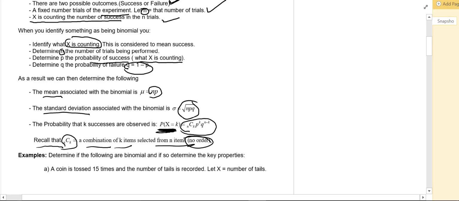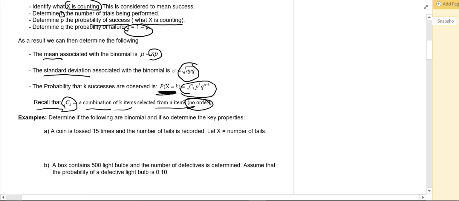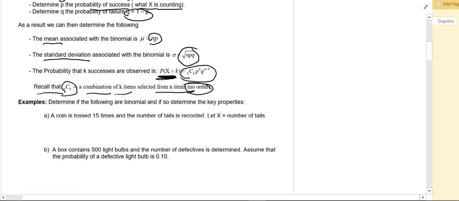That's from counting. So I'm going to go through a couple of problems here just to determine if it is a binomial distribution or not. We're tossing a coin. We're tossing it 15 times, and we're recording the number of tails. That is, X is counting the number of tails. Well, there's two things that can happen, tails or heads. We're counting how many tails we're getting. Okay? So therefore, X has a binomial distribution.